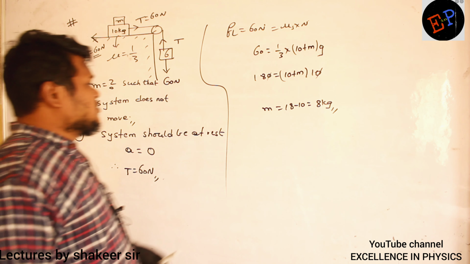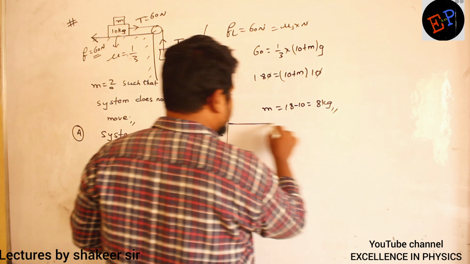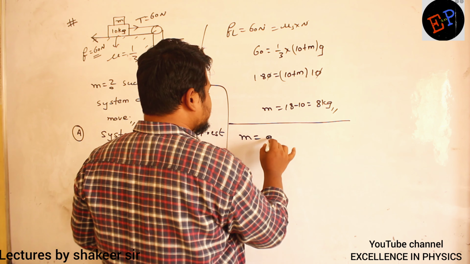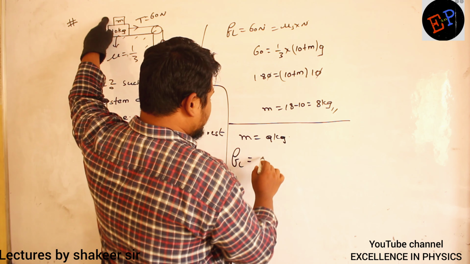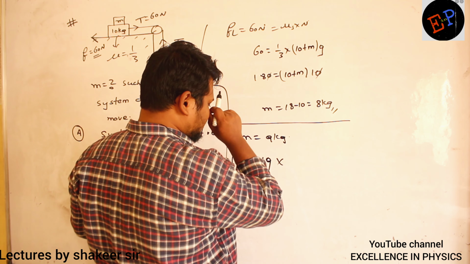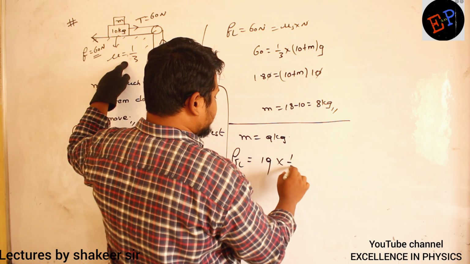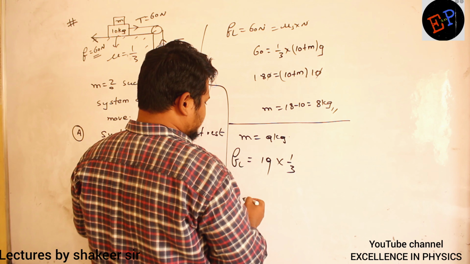Clear, ma? So what were we discussing? If I place a 9 kg body, for example, if mass is 9 kg, then what is the limiting friction? Limiting friction is 10 plus 9, 19. 19 only, no? 19 into coefficient of friction, 1 by 3. Clear now? So therefore, what is the 19 by 3 is how much?